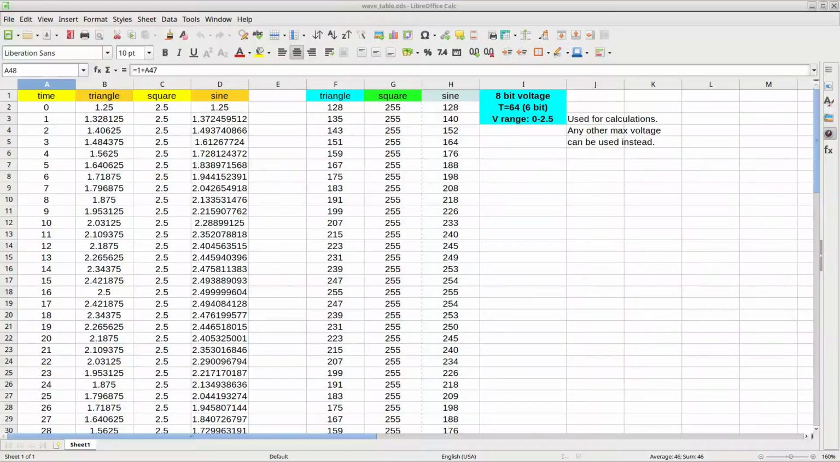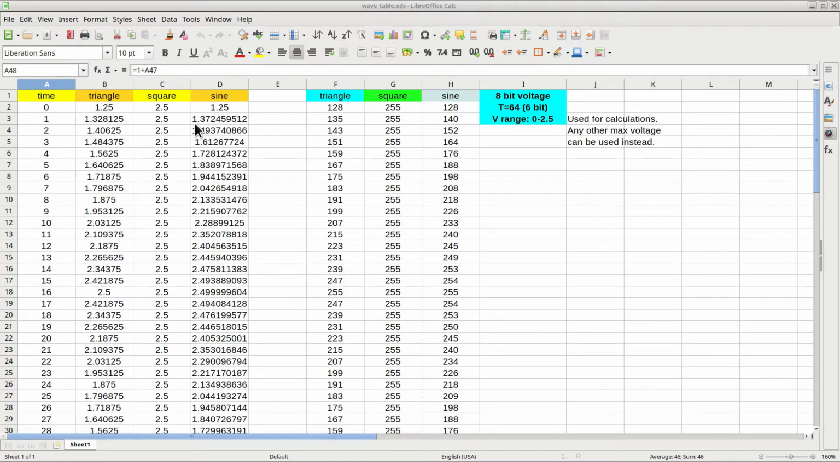Let me show you. I used a spreadsheet to calculate samples of 3 different shapes at different times. Basically, at time 0, I have a triangular wave that in that moment has an amplitude of 1.25 volts. Then I have also a square wave with an amplitude of 2.5 volts. And finally, I also have a sine wave with an amplitude of 1.25 volts. At the time t equals 1, taking new samples of the above waves, we obtain these new numbers: 1.32 for the triangular wave, 2.5 for the square wave, and 1.37 for the sine wave.